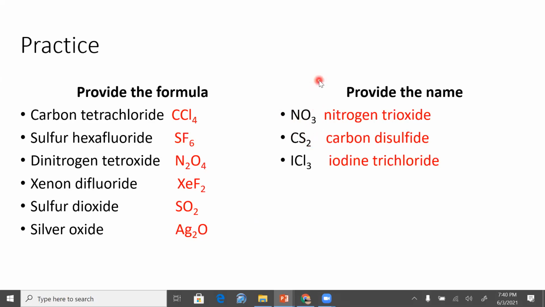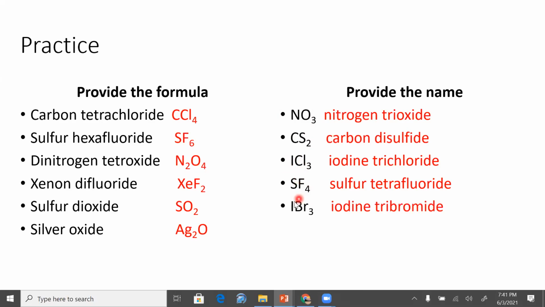Carbon disulfide, iodine trichloride, sulfur tetrafluoride, iodine tribromide. Notice they all end in IDE. The first name does not. We just leave the name the same as the name of the element. The last one is IDE, and we use the prefixes to tell us how many.